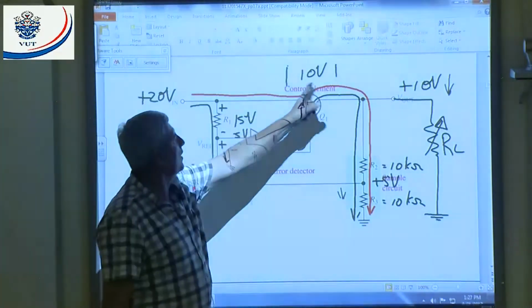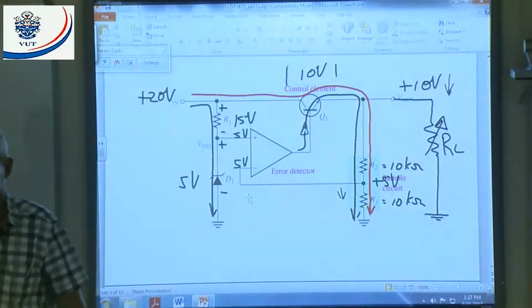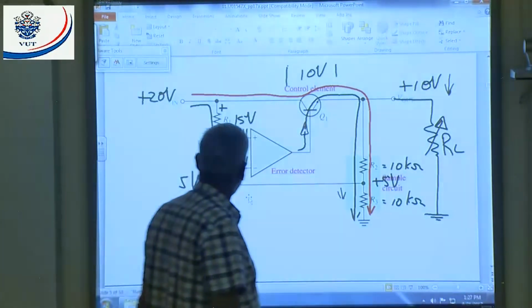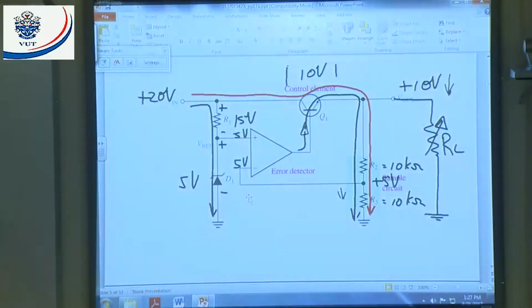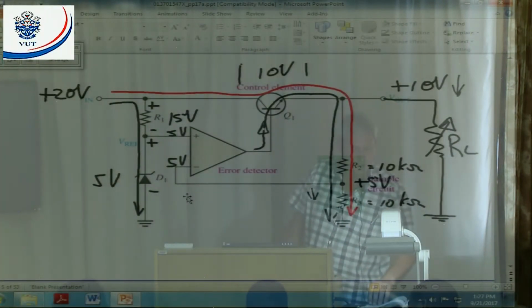That means then the volt drop across this control element will also vary. All right. You with me? Yes. Any questions? Any questions? That is a series voltage regulator.